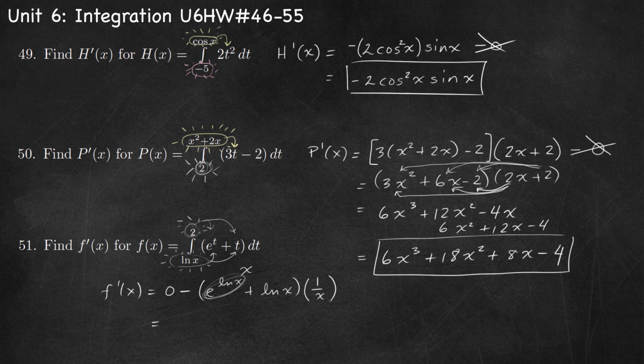And we need to distribute the negative. I'll do it in 2 steps. So negative x minus ln x. That has to get multiplied by 1 over x. And now distribute the 1 over x. So I get negative 1 minus ln x over x.